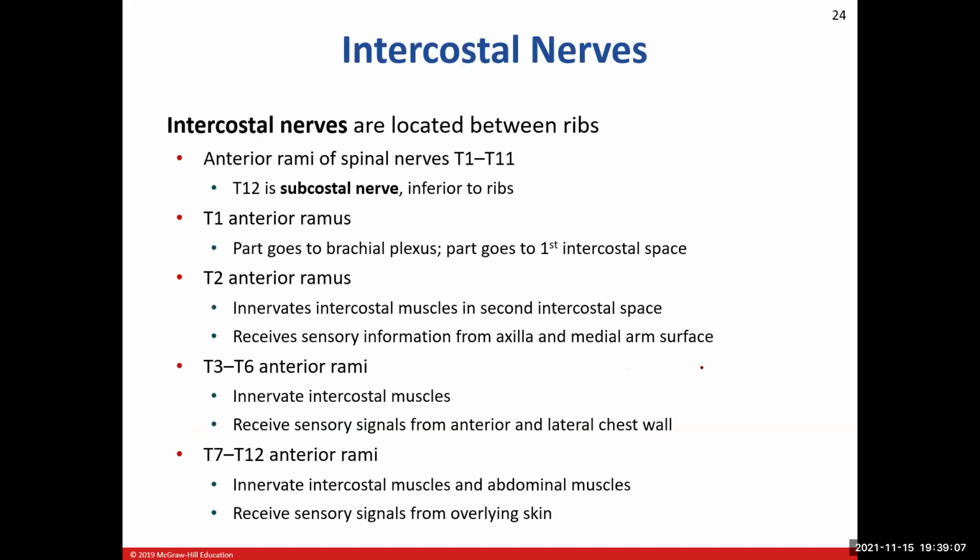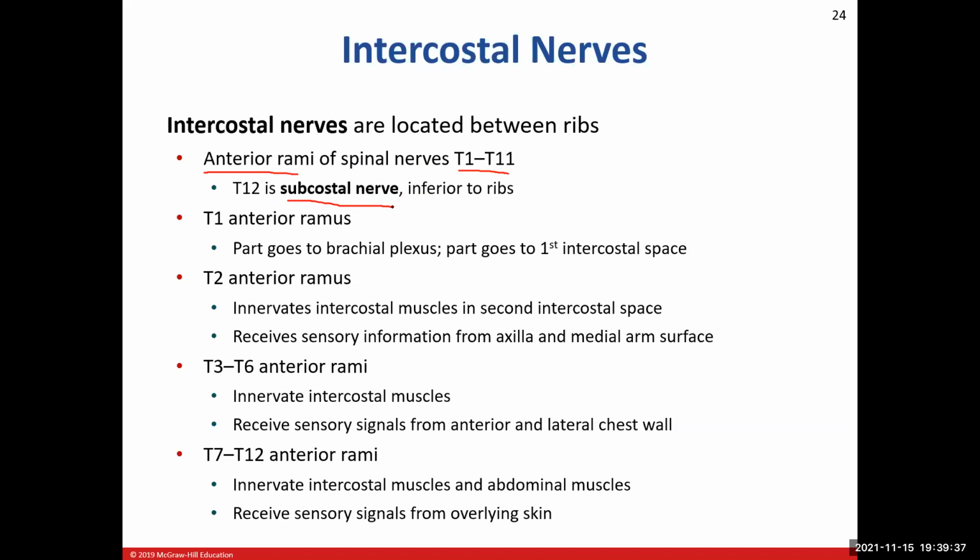All right, so the intercostal nerves. We talked about these. These are the nerves that are going to be located, obviously inter meaning between. We're going to find these nerves in between the ribs, and they are going to be the anterior rami of whatever spinal nerve level that we're going to be talking about specifically, and that'll be T1 through T11. The 12th, we give a special name, and we call that the subcostal nerve.